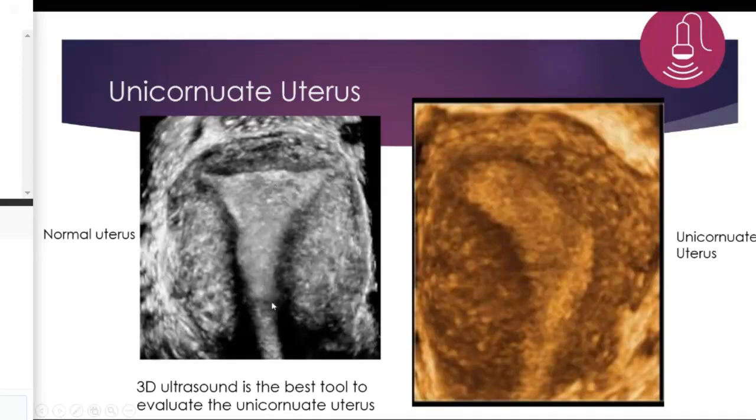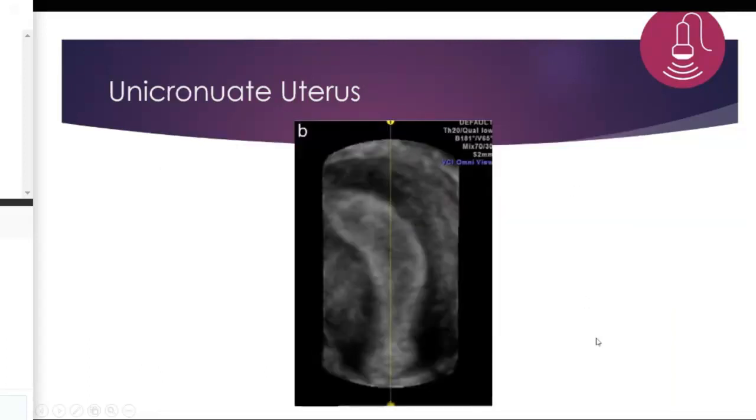So normal uterus and unicorn uterus. So you can see very obviously that this patient only has one horn to their uterus. So that deviation off to one side, missing the other horn. So 3D is a super handy tool when it comes to diagnosing uterine anomalies, as a lot of them look very similar in 2D imaging.